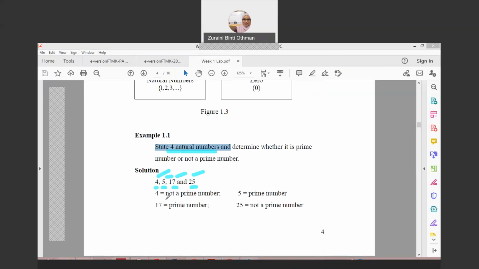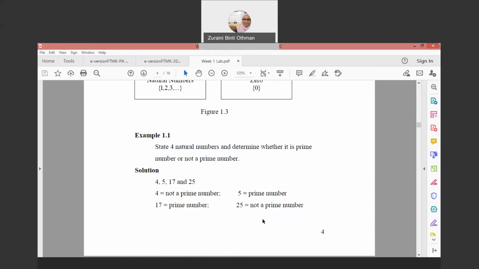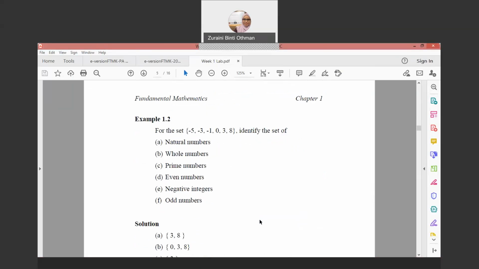Okay, so 4 is not a prime because it can be divided by 2. 5 is a prime number because it can be divided by 5 and 1 only. Okay, 17 is a prime number also, and 25 is not a prime number because it can be divided by 5. Okay, so next is example 1.2.